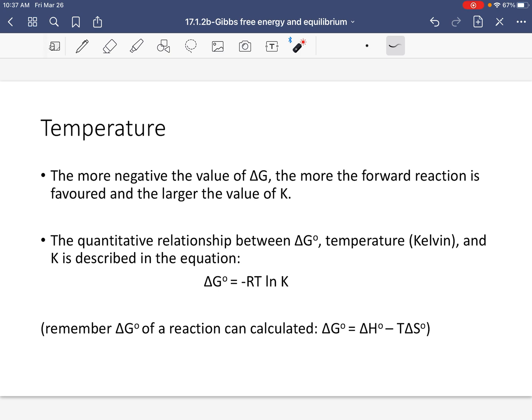This is the quantitative relationship between delta G and K, but remember, just like last time, T has to be converted to Kelvin. It has to be. Because if you think about temperature being degrees Celsius, there is a chance that it can be 0, and it can be a negative number, and that can really throw off the whole equation.